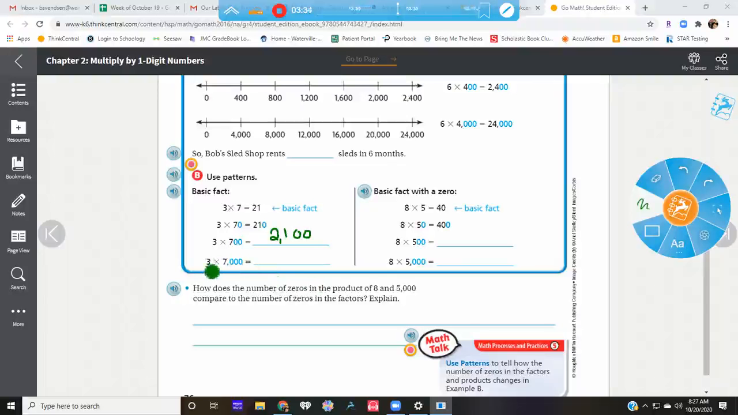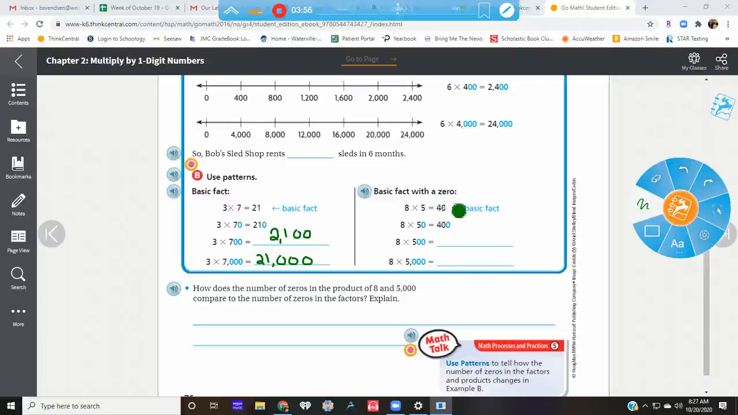Okay, let's keep with the pattern. 3 times 7 is still 21. But now I'm going to add 1, 2, 3 zeros. And I get 21,000. So 21, 210, 2,100, 21,000. Okay, let's jump over to here.